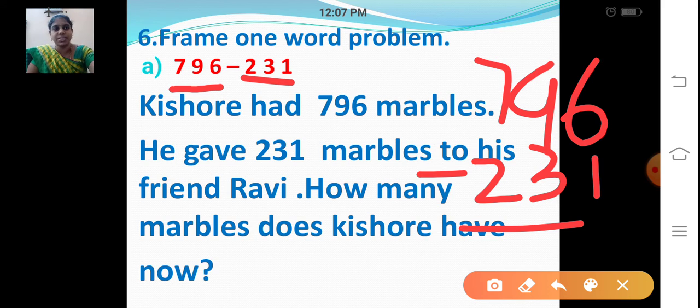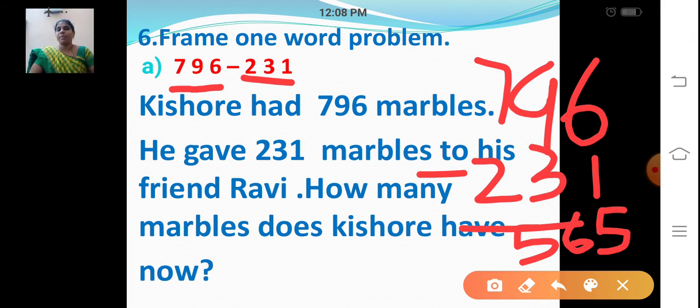How will you find out? Just subtract this. 6 minus 1, 5. 9 minus 3, 6. 7 minus 2, 5. So how many marbles is Kishore having now? Kishore is having 565 marbles. So like this, you have to frame a word problem.